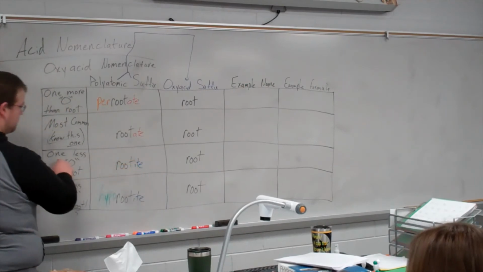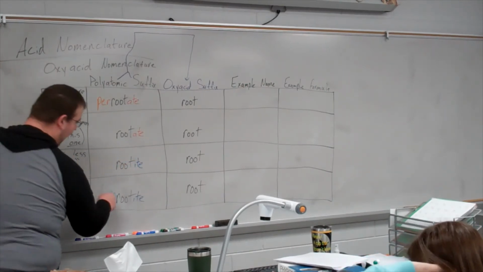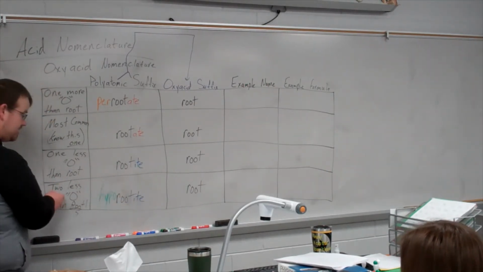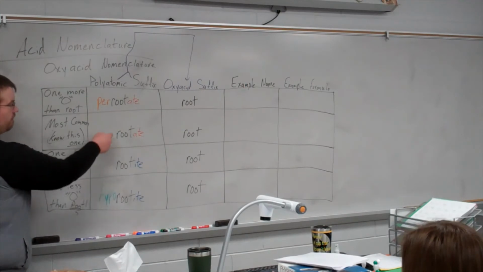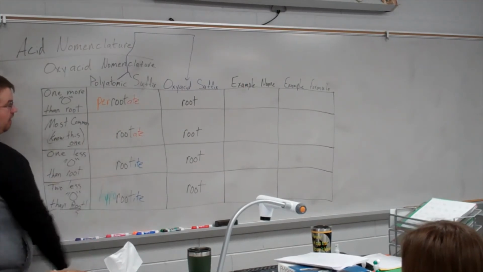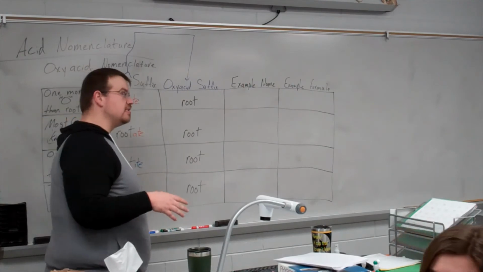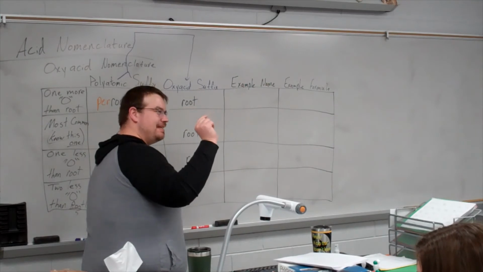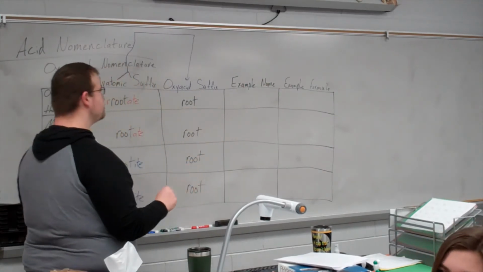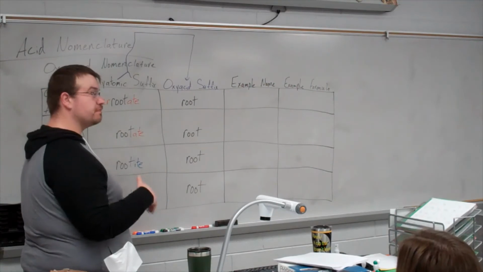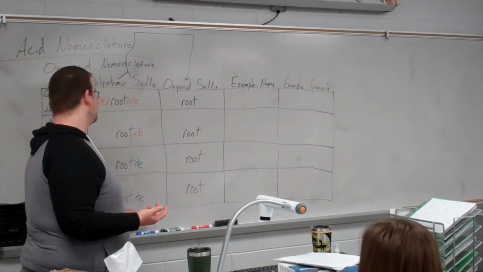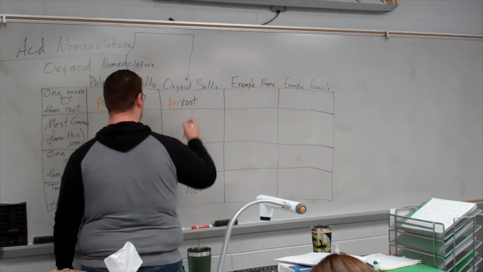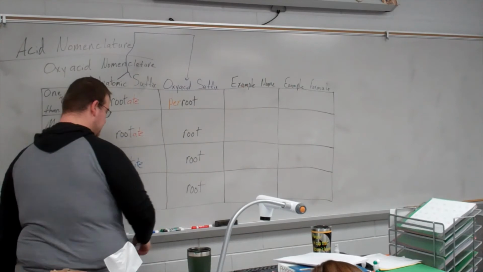So root-ite is one less oxygen than the root-ate, and hypo-root-ite is two less oxygens than the root-ate. This is the key. Everything's in terms of the root. Now everything stays the same except one little subtle, itty bitty difference: you're going to change the suffix. If there's a prefix, it's going to stay the same. For these per-root-ates, the per will stay, and down here for hypo-root-ite, hypo will stay.